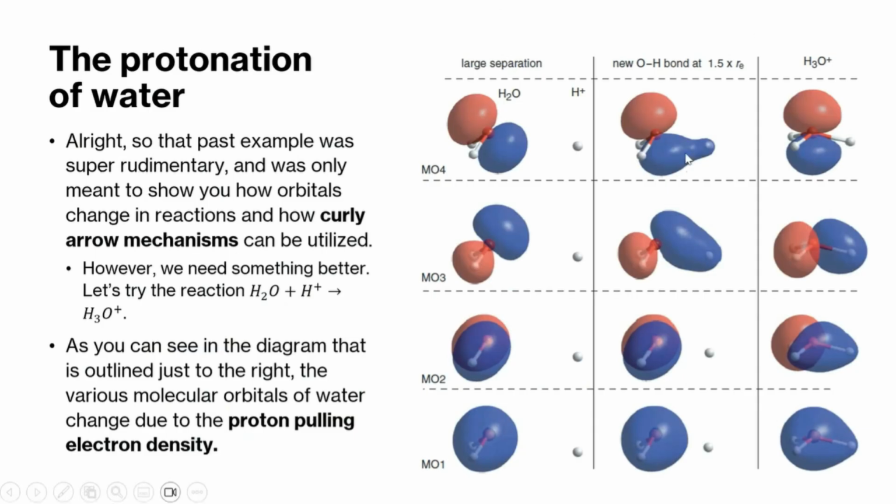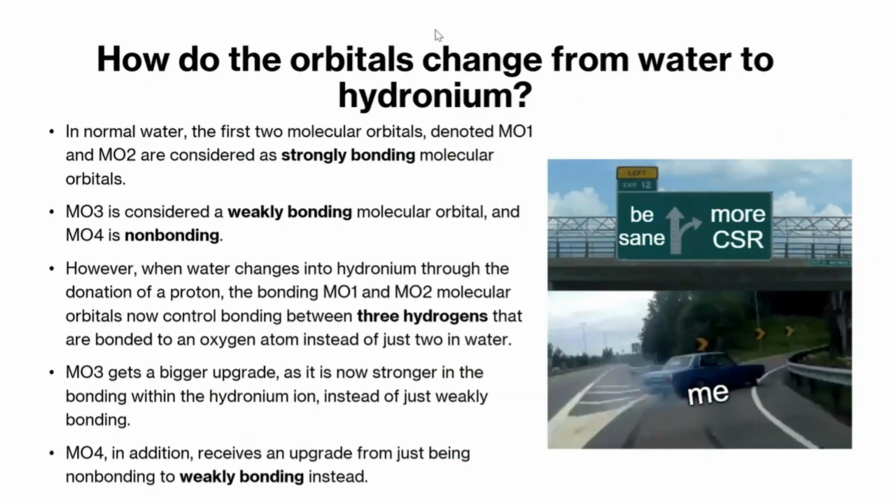So right here is a large diagram showing how these various molecular orbitals of water get changed by this proton pulling electron density. Because remember, opposite charges attract, right? So the proton, of course, will be pulling on electron density. There's something a bit more interesting in how the molecular orbitals change from water to hydronium. In normal water, the first two molecular orbitals, denoted MO1 and MO2, are considered strongly bonding. MO3 is weakly bonding, and MO4 is non-bonding.